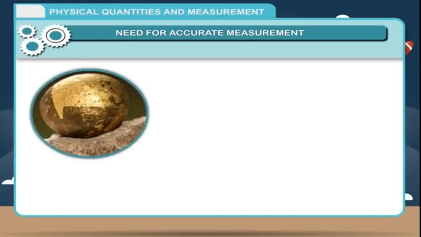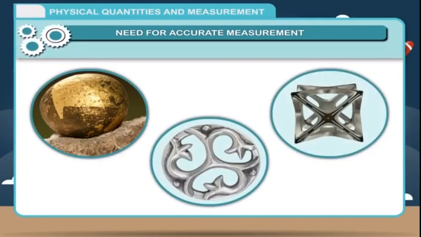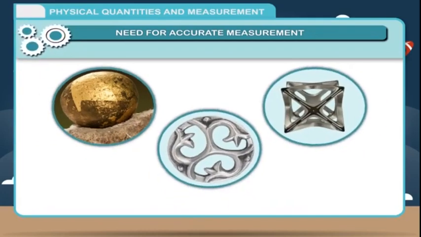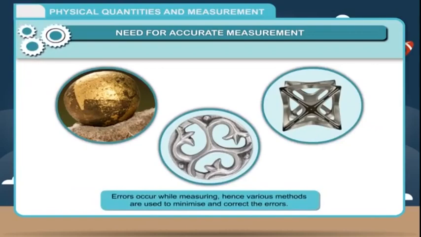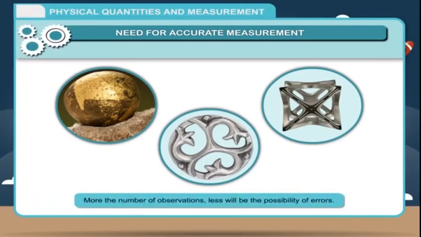Expensive metals like gold, silver, and platinum are weighed extremely accurately. Often, errors occur while measuring, hence various methods are used to minimize and correct the errors. More the number of observations, less will be the possibility of errors.